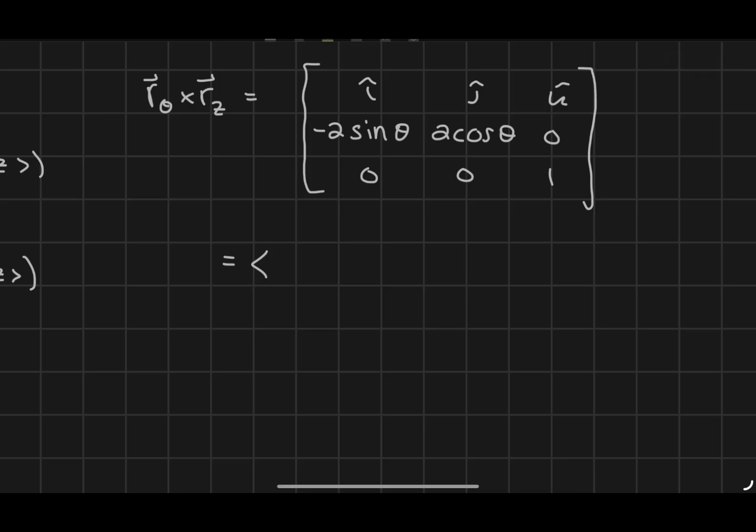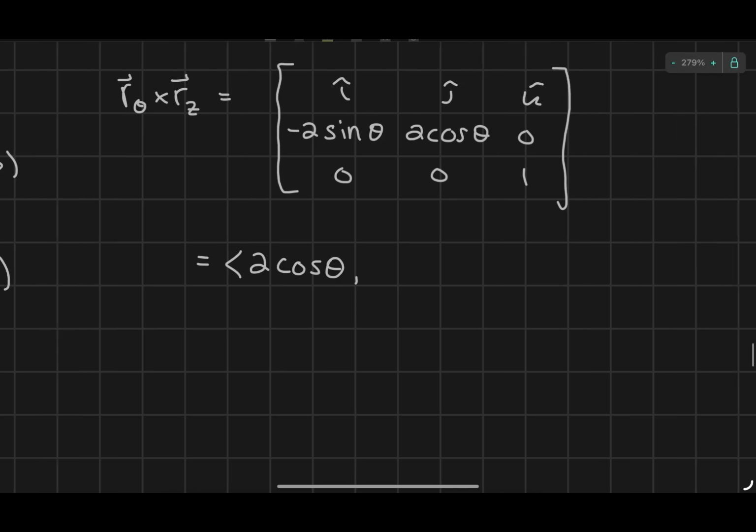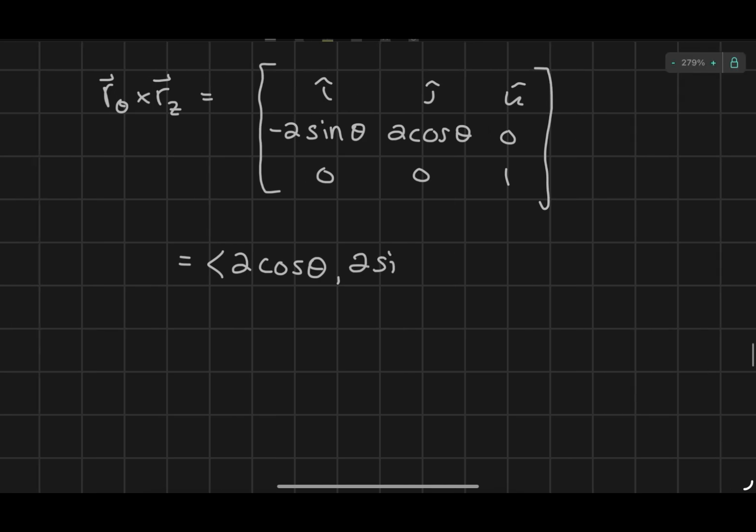We're going to skip steps here, doing the determinant in my head again. For our i component, we're going to have 2 cosine theta times 1 minus 0, so that's just going to be 2 cosine theta. For our j component, we're going to have negative 2 sine theta times 1 minus 0. We're going to pick up another negative there, therefore this is going to actually be 2 sine theta. And finally, for our k component, we're going to have negative 2 sine theta times 0 minus 2 cosine theta times 0, which is just going to be 0.